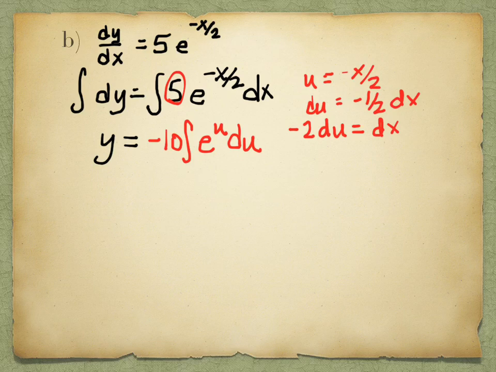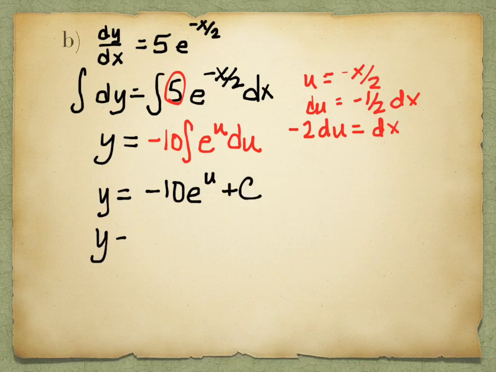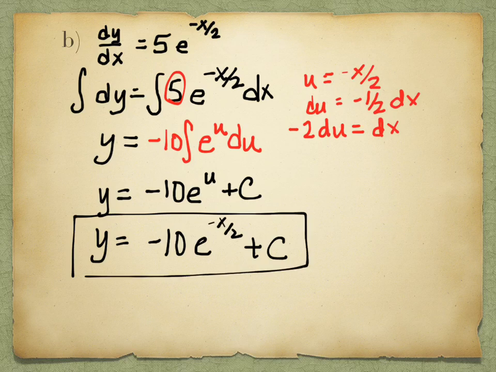Okay, so the left-hand side we already said is y equals. What is negative 10 times the integral of e to the u du? Negative 10 e to the u plus c. Right. And of course, my last step is to substitute back, right? It's all good?